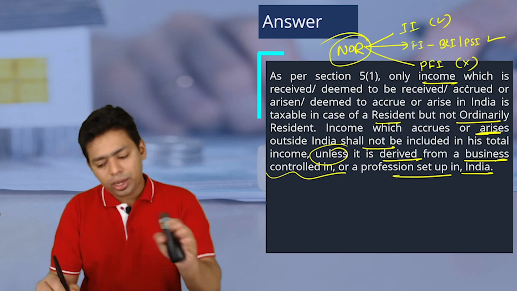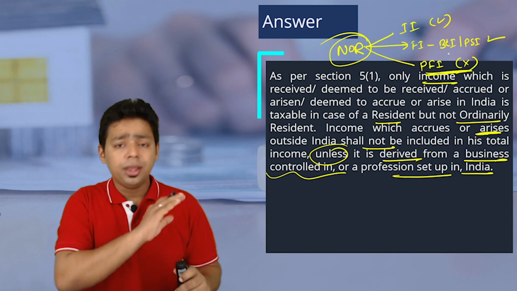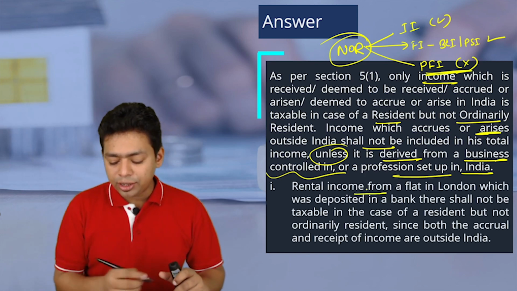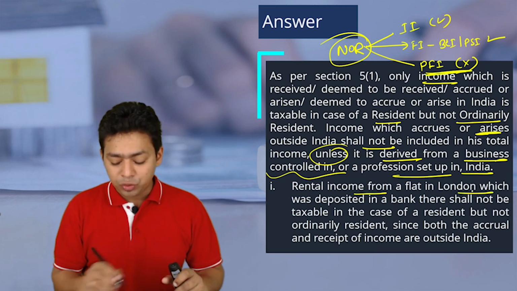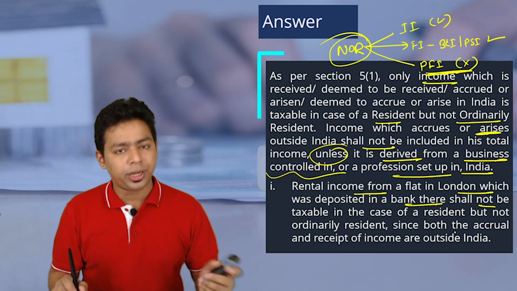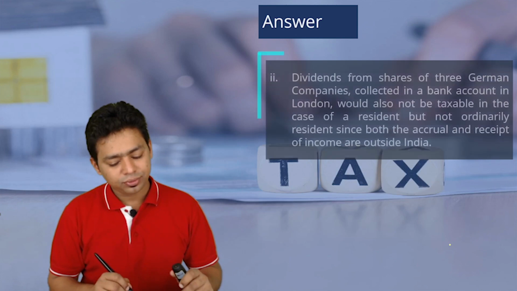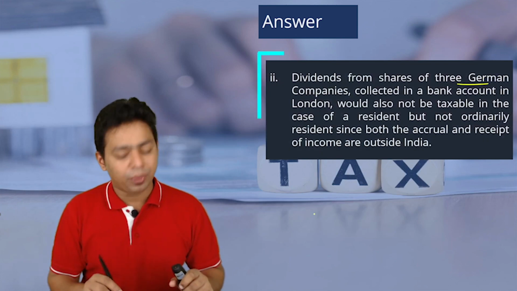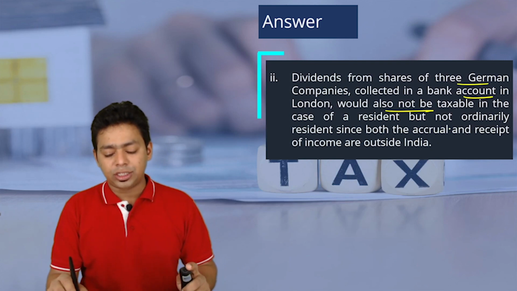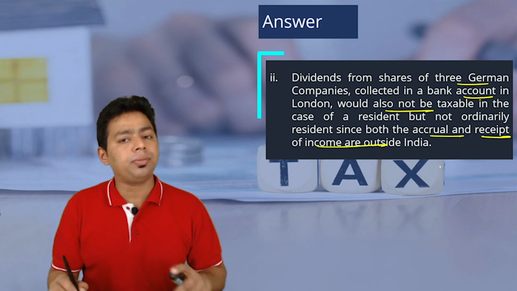If it was OR, even that income would have become taxable, but pure foreign income is not taxable in the case of non-ordinary resident. Rental income from a flat in London which was deposited in a bank there shall not be taxable in case of resident but not ordinary resident, since both accrual and receipt are outside India. Dividend from shares of 3 German companies collected in a bank account in London would also not be taxable in the case of resident and non-ordinary resident, since both accrual and receipt of income are outside India.